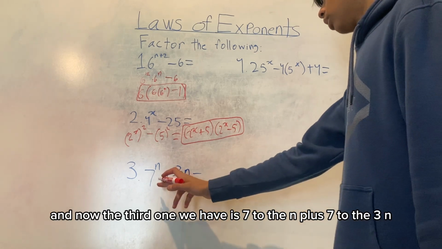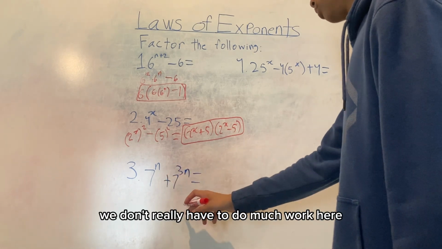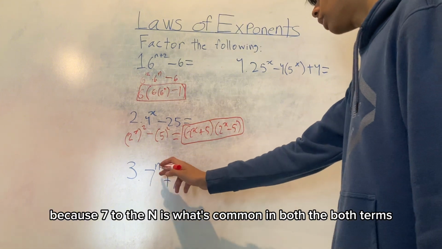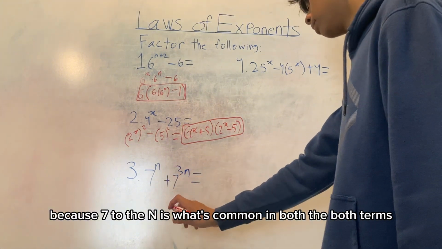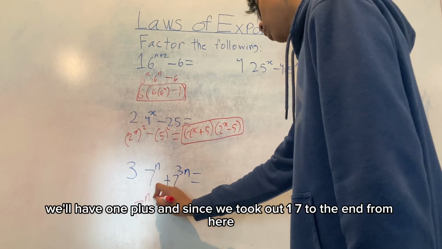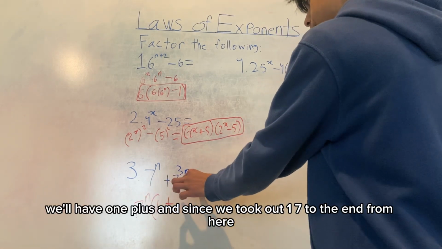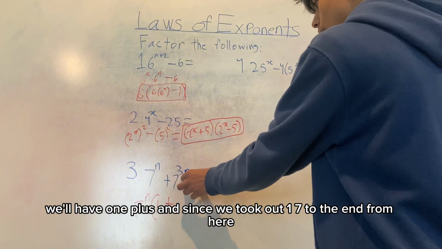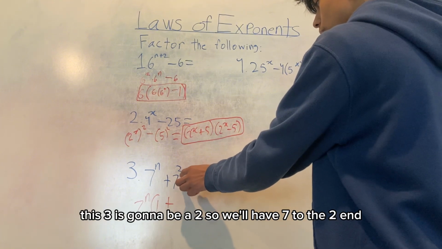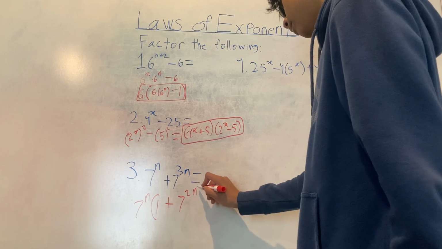And now the third one we have is 7 to the n plus 7 to the 3n. We don't really have to do much work here because 7 to the n is what's common in both terms. So if we take out 7 to the n, we'll have 1 plus, and since we took out 7 to the n from here, this 3 is going to be a 2. So we'll have 7 to the 2n.